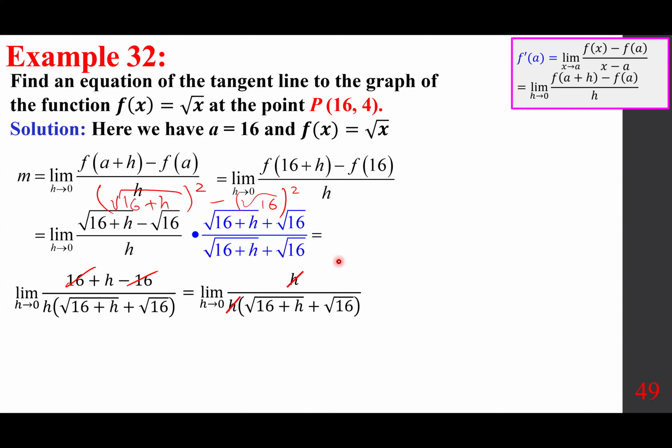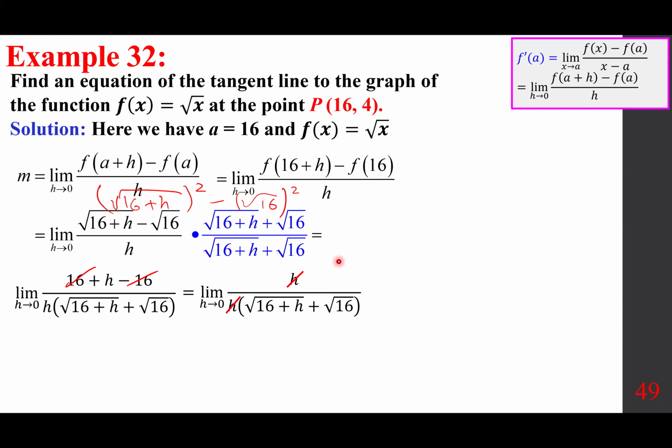This is 1 over 8 times x minus 16 over 8, which is 2. You move this one and you make it positive. So y is 1 over 8 x plus 2. You're done.